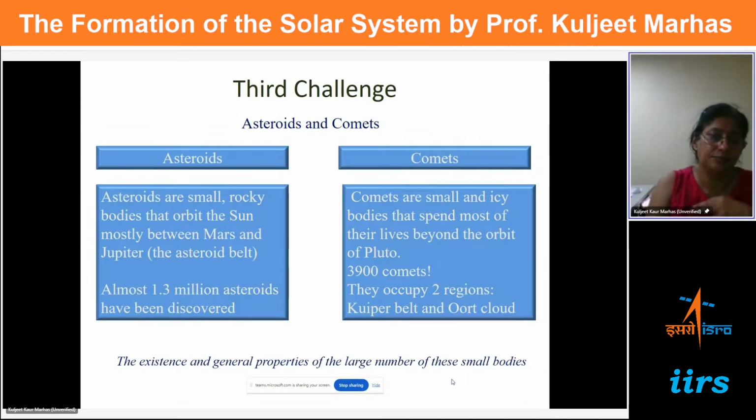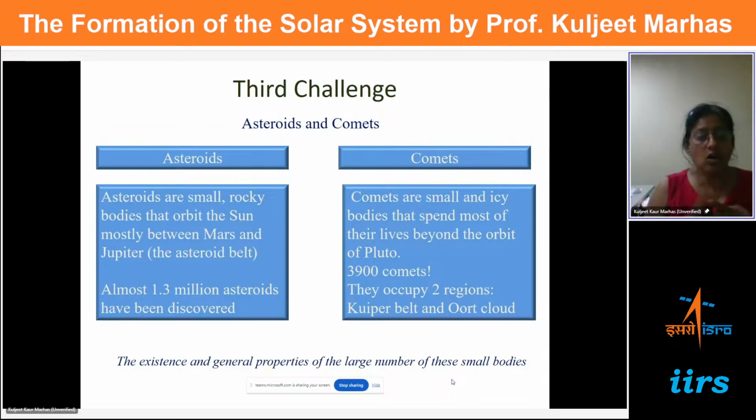The third challenge is to explain the asteroid belt and the comets that come from far off. The asteroids are small rocky bodies that orbit the Sun, mostly between Mars and Jupiter. As I showed, it's called the asteroid belt. There's a classification of the asteroid belt too, which I'm not discussing today. But as I said, there are 1.3 million asteroids that have been discovered. Comets are small and icy bodies that have spent most of their time beyond the orbit of Pluto. As I said, 3,900 comets have been discovered.